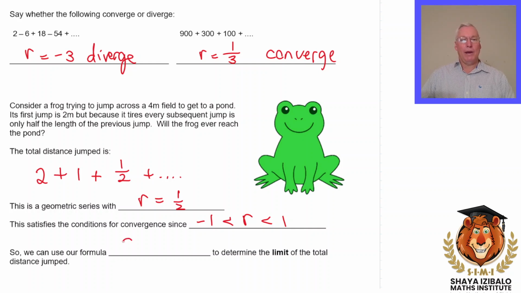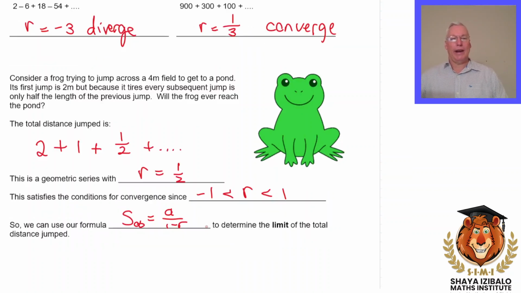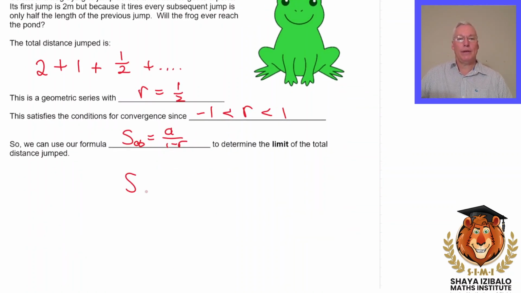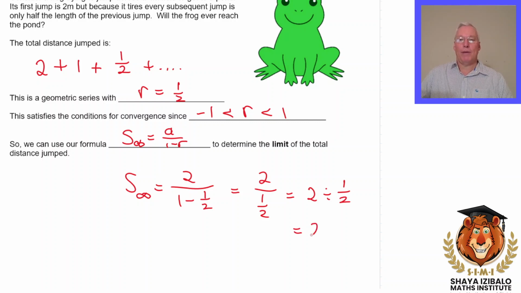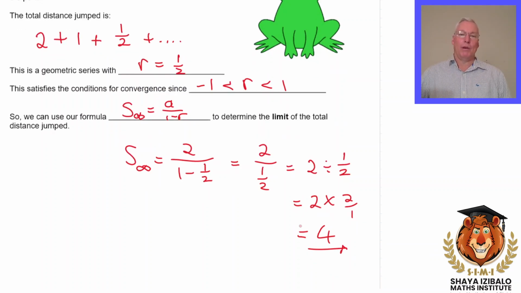So now we can use our formula. Sum to infinity is a over 1 minus r. All right, a is 2. 1 minus 1/2. 1 minus 1/2 is actually 1/2. 2 divided by 1/2. Let's make sure we know how to do that without a calculator. 2 divided by 1/2 is actually 2 times 2 over 1. It's actually 4. So the question is, does the frog ever reach the pond? Theoretically, no. All right, because it'll get to 3.99999. But for all practical purposes, yes.